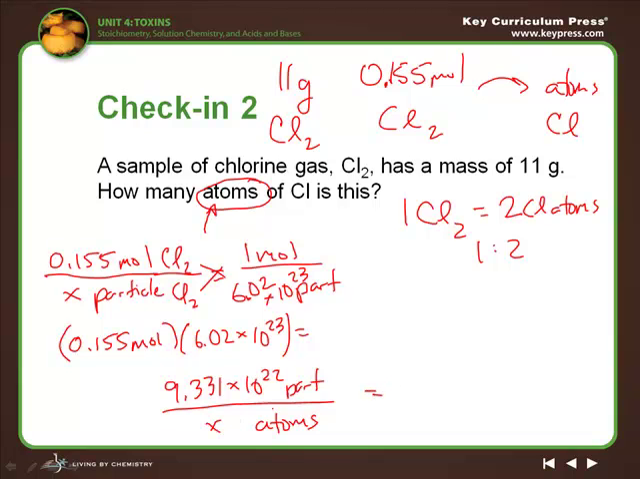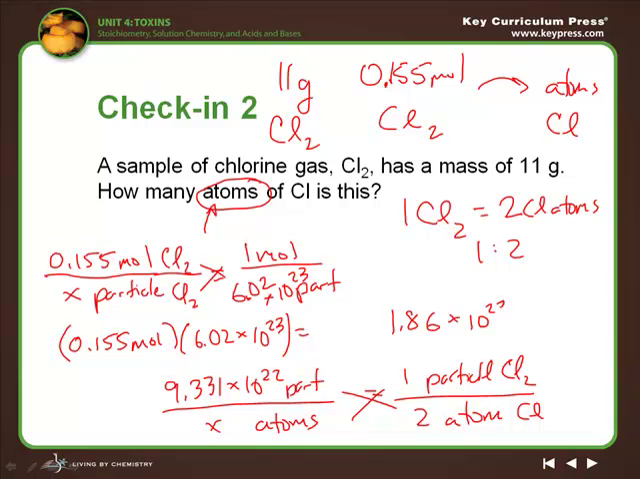So to do this, in 1 particle of Cl2, there's how many atoms? 2 atoms of Cl. And so you cross multiply this. And your final answer for the number of atoms is 1.86 times 10 to the 23rd atoms of Cl in this sample of chlorine gas, 11 grams. So that is how to find the number of moles from grams. And then to find atoms, we've got to go grams to moles, moles to particles, and particles to atoms.